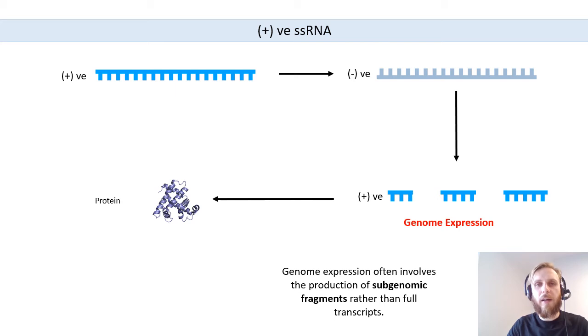So again, a little bit more complex than we looked at last week, but the principle is exactly the same. The overall stages are the same. The only additional complexity is the idea that rather than a full transcript being made from the negative sense intermediate, we have subgenomic fragments being made from the negative sense intermediate.